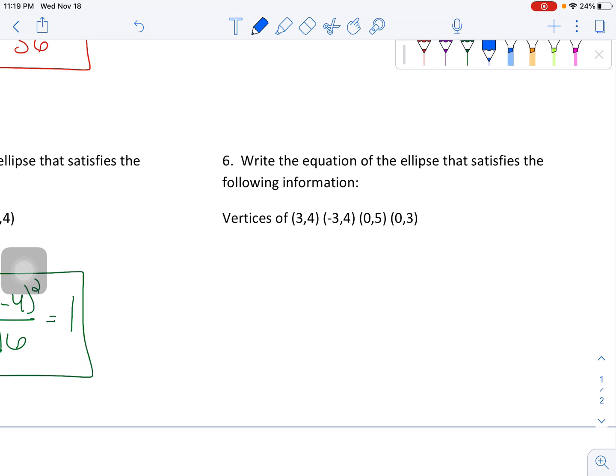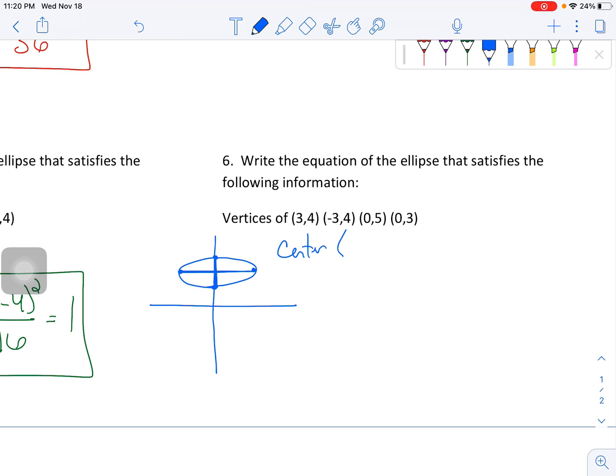All right, I'm going to go ahead and slide over to, I don't know, number 6 here, I guess, which is actually the same kind of problem. Let's see if I can make this picture look any better than the last one. All right, so 3, 4 is right here. -3, 4 is right here. 0, 5, and 0. Wow, that's really high. So let me try that again. 0, 5, and 0, 3. All right, so slightly better this time at the graph.